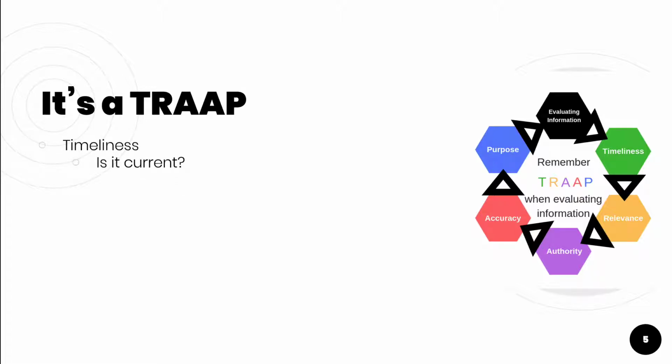Timeliness. Timeliness is going to look at the timeliness of the information. So is it current? Questions you might want to ask in addition are: when was the information published or posted? Has the information been revised or updated? And is the information current or too out of date for my topic?